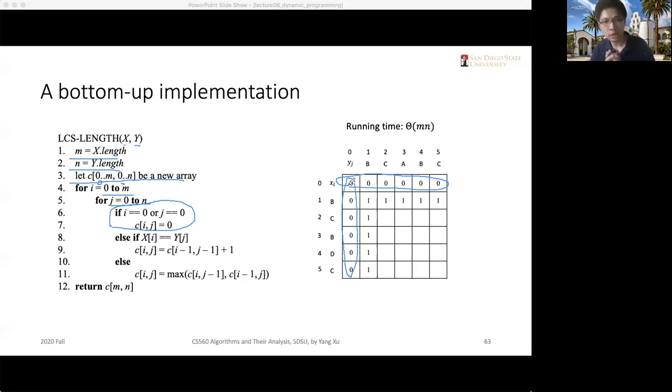Okay, so in other cases, this else if and the else, these two actually implement the optimal substructure. If the ending elements are equal, then the current entry should be the entry at location i minus 1 and j minus 1, plus 1. If the two elements are not equal, then we need to compare these two entries and choose the bigger one, right?